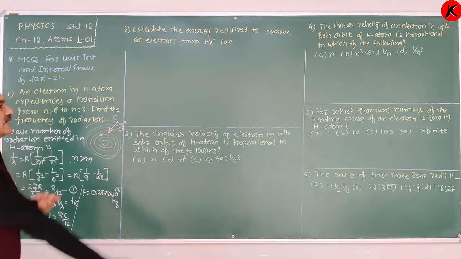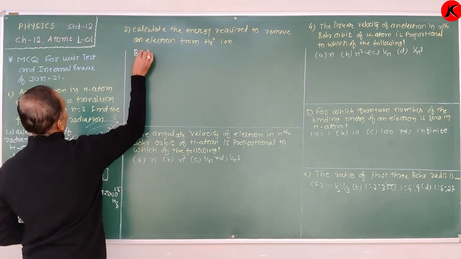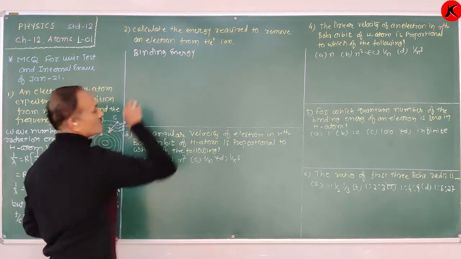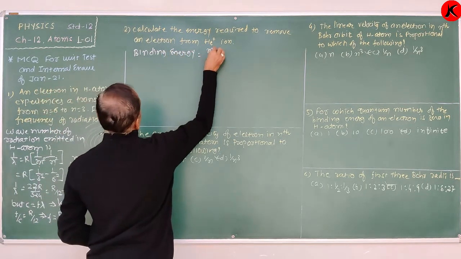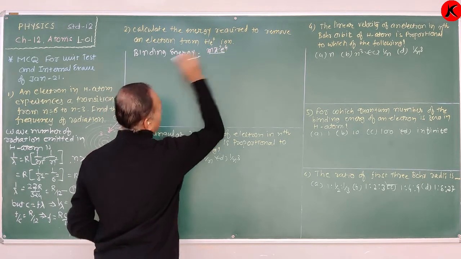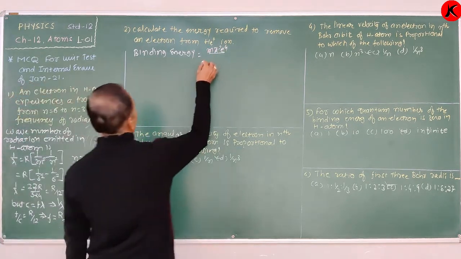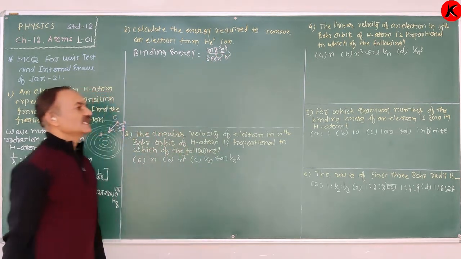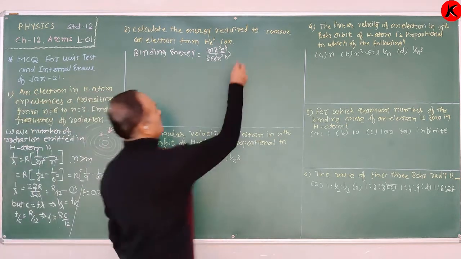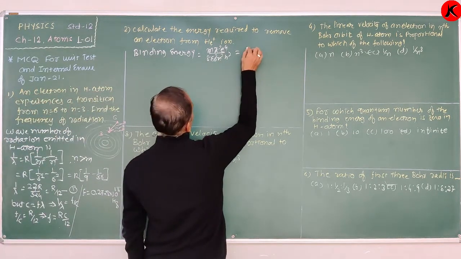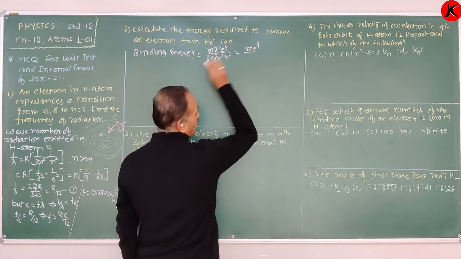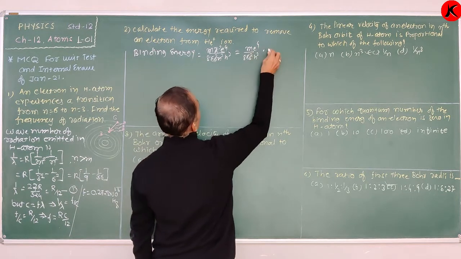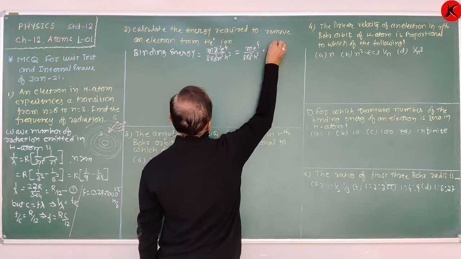For that purpose, the equation of binding energy is m Z square e to the power 4 upon 8 epsilon 0 square n square h square. So we can write this equation in that form: m e to the power 4 upon 8 epsilon 0 square h square into Z square upon n square.